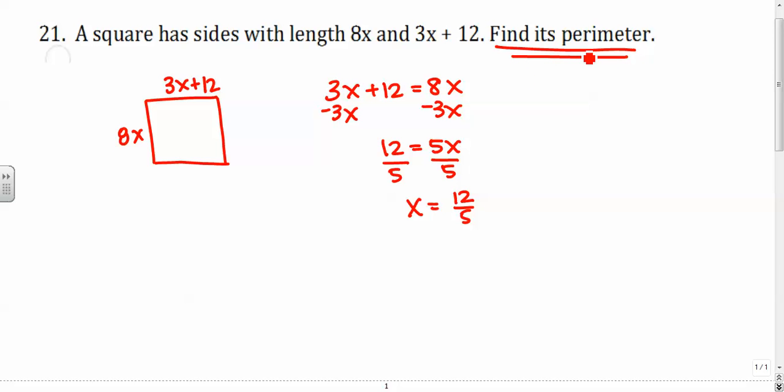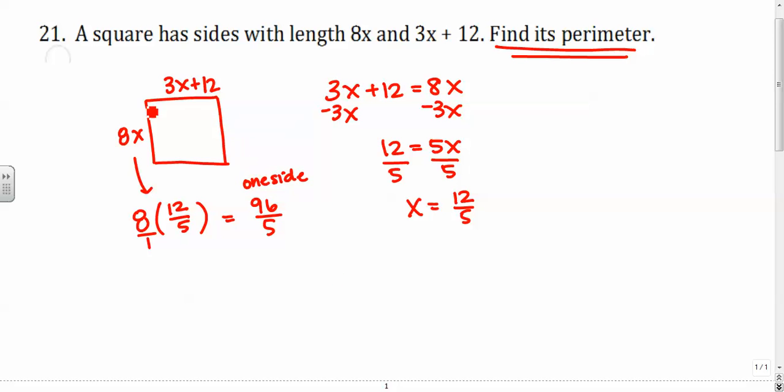Remember the question said find the perimeter. So the perimeter is what I get by adding up all the sides. Well, now because I know x is 12 fifths, I'm going to choose the 8x side and say that that side is 8 times 12 fifths. In order to multiply fractions, I just go straight across the top. So 8 times 12, which is 96, and then 1 times 5, which is 5. And again, I'm going to leave that. So this is one side length.